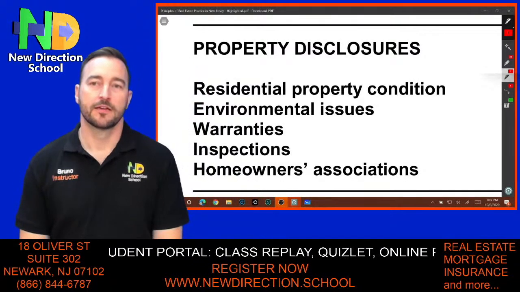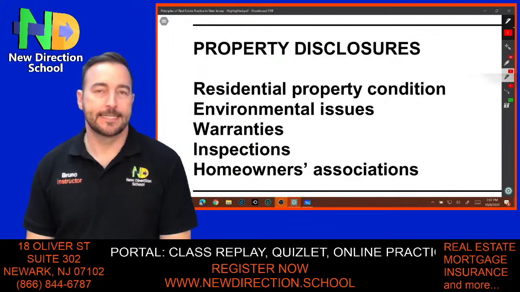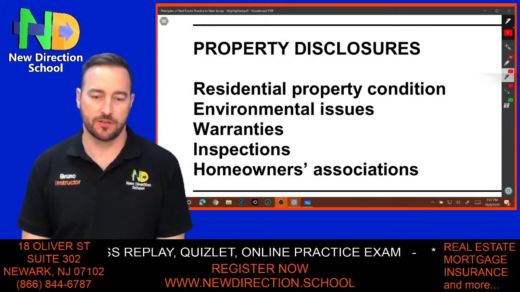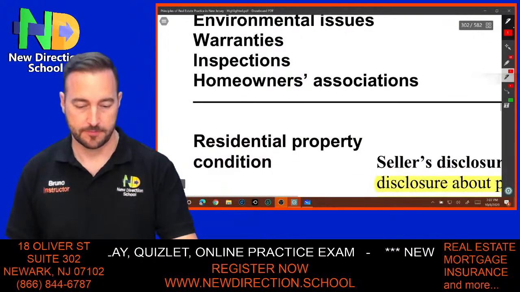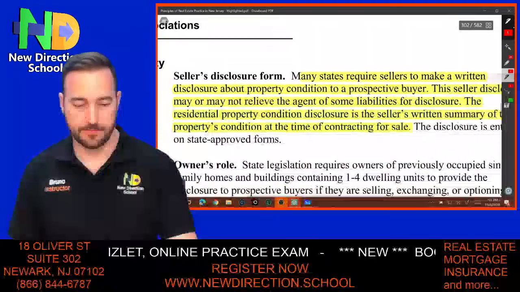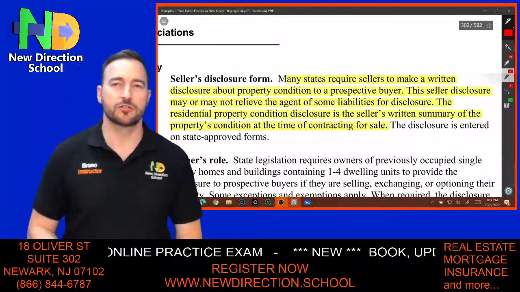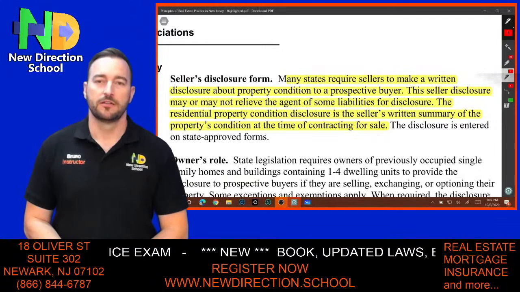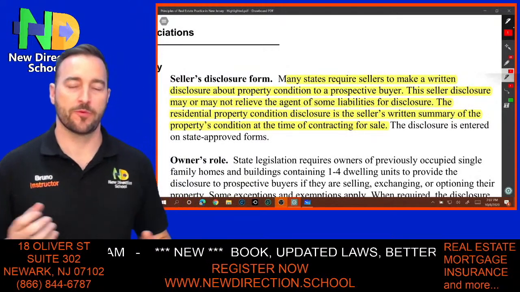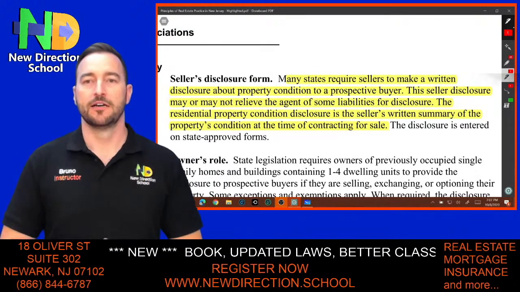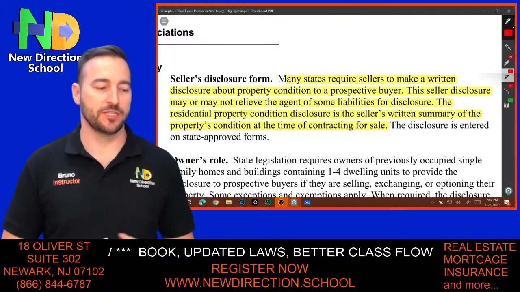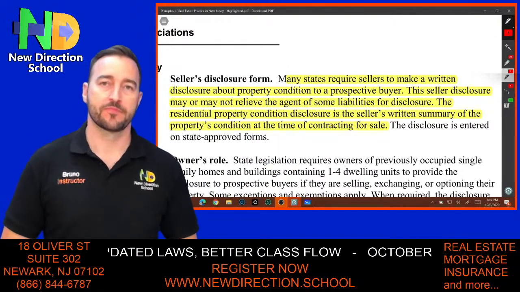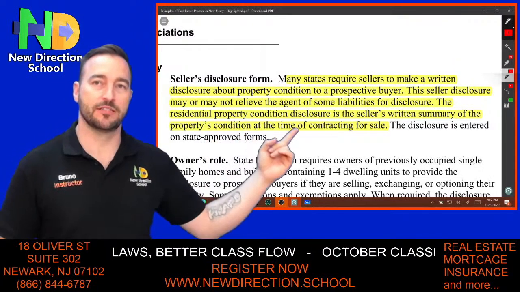Thank you. All right, so property disclosures. It says residential property condition, environmental issues, warranties, inspections, and homeowner association. So seller disclosure form. Do you guys remember that we talked about the seller's property condition disclosure form? Right, when we talked about not being your monkey. Remember I played that video? Okay, not my monkey. Very important because we need to point fingers. We need to say, hey, the seller told me so. Very simple. So there's a form that will be called a seller's property condition disclosure form.